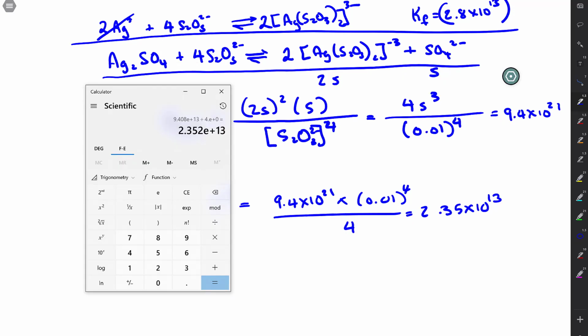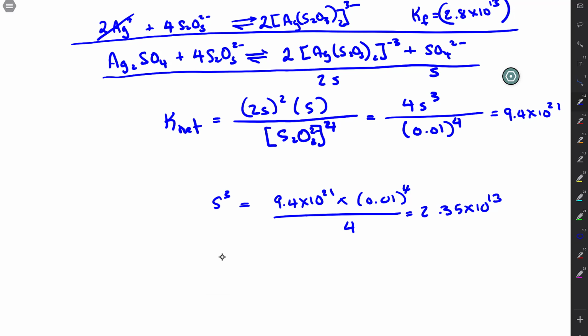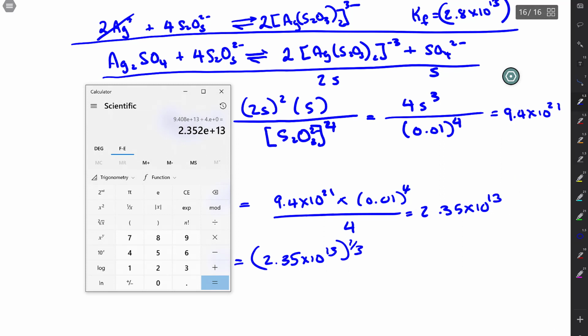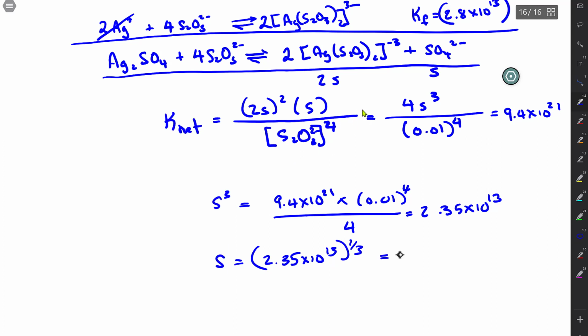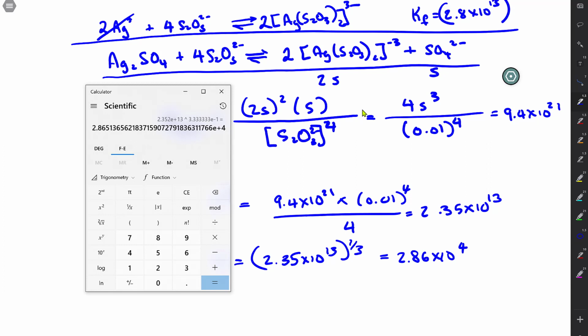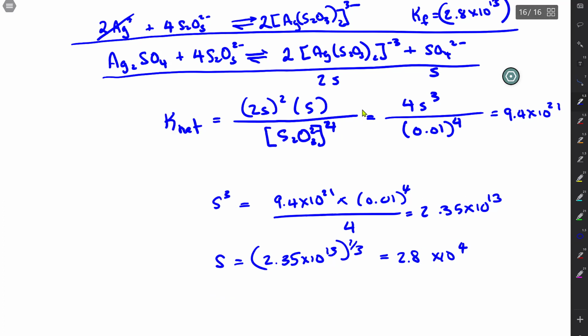And then I need to get the cube root, so that's the 1/3 power. So that's what I'll do. I'll raise this to the 1 divided by 3 in parentheses. And then you get 2.86 times 10 to the 4th. Something like that. Well, it would be 2.87, I guess, if you rounded it.